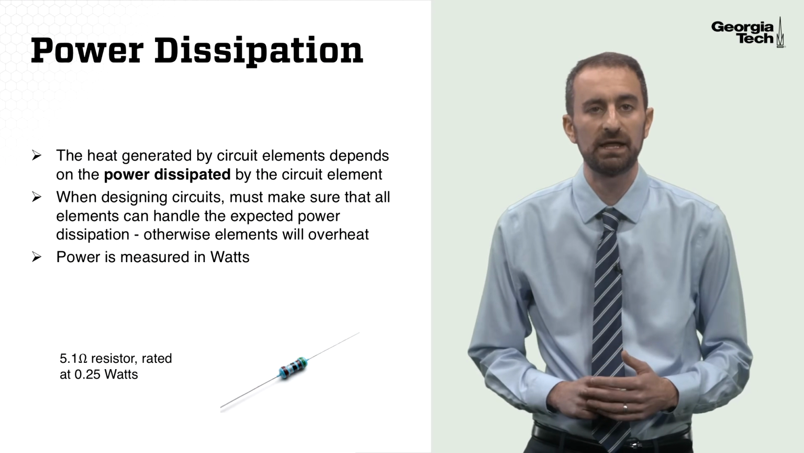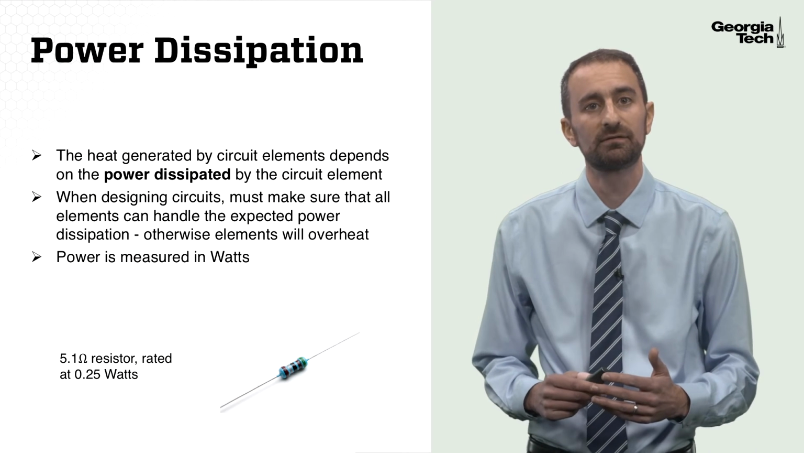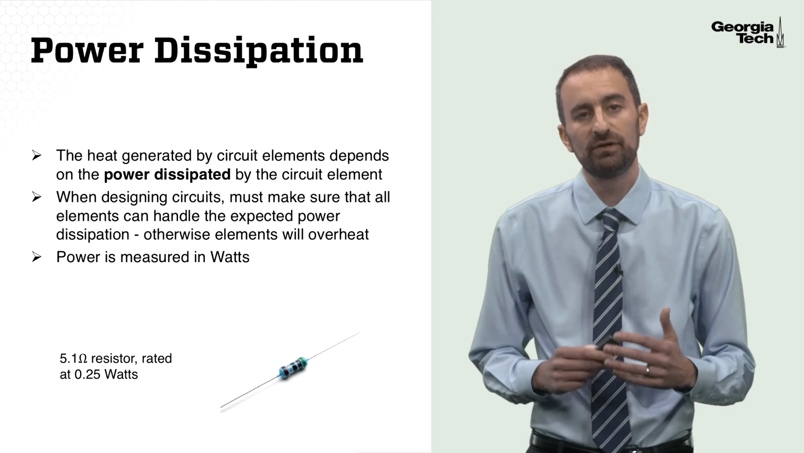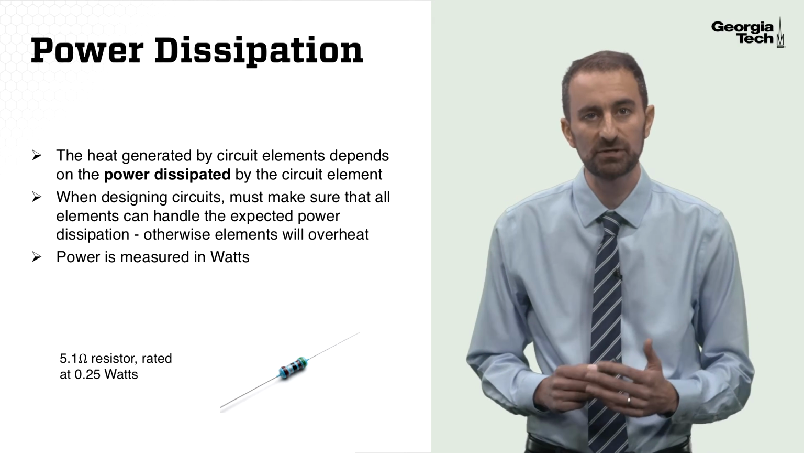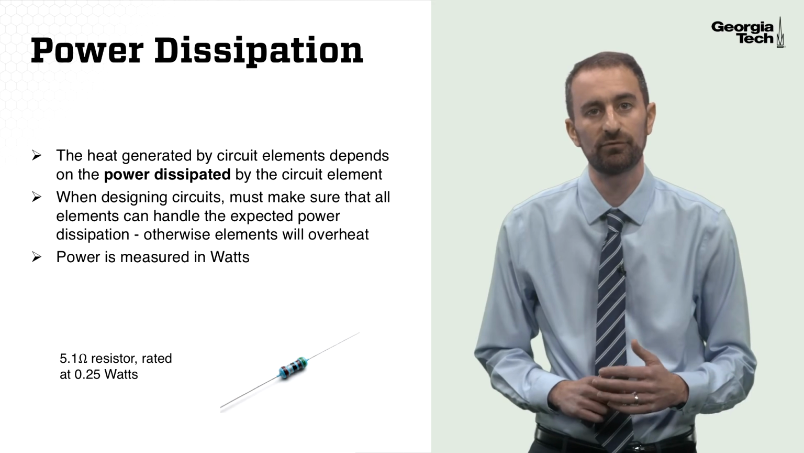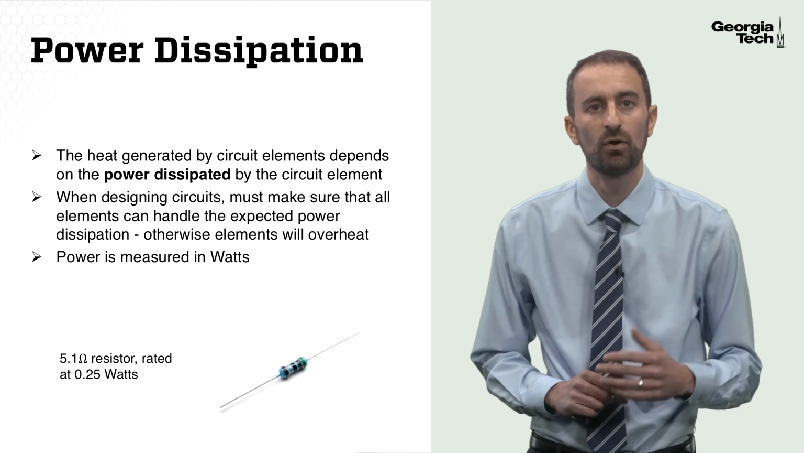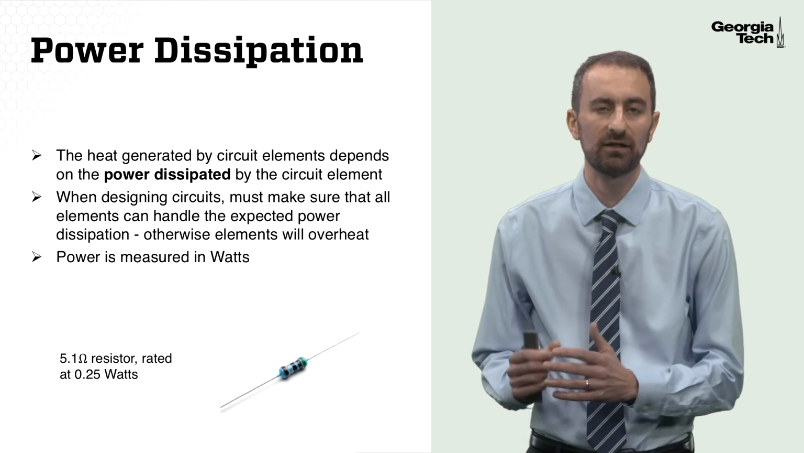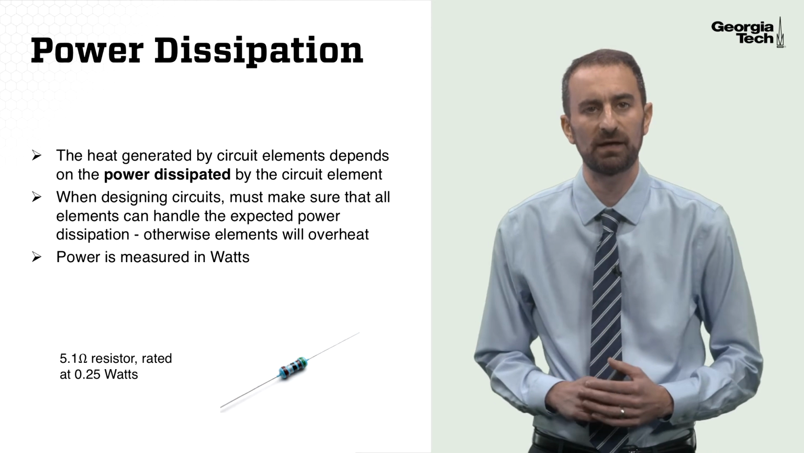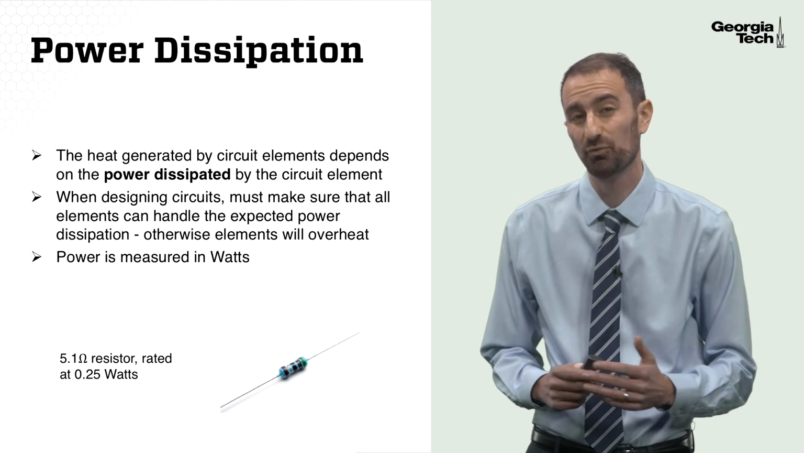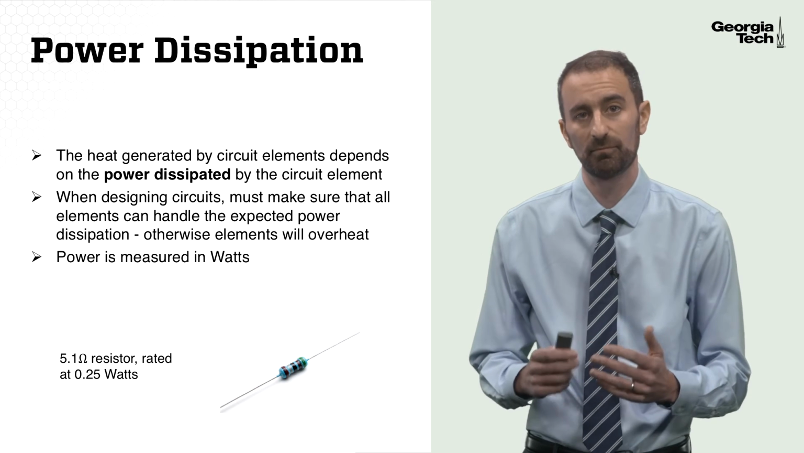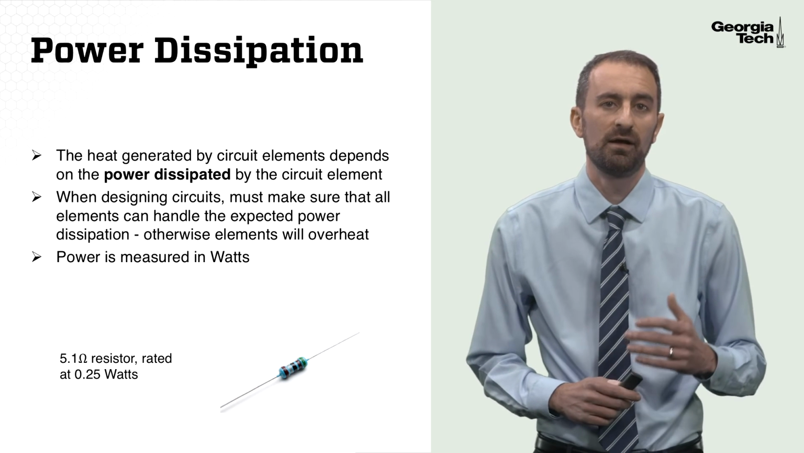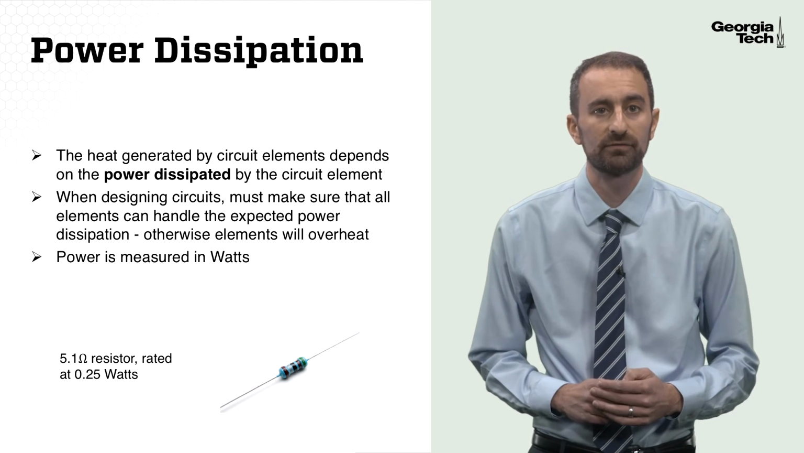Power is dissipated through circuit elements and becomes heat. When you design an electrical circuit, especially for mechatronic devices that may use substantial amounts of current, we have to make sure that all the elements in our circuit can handle that expected power dissipation. Otherwise, elements might overheat or burn out and fail. Power is measured in watts.